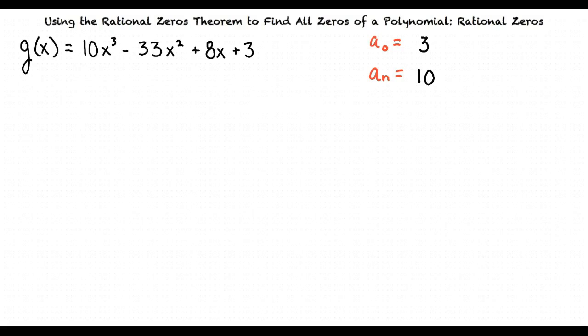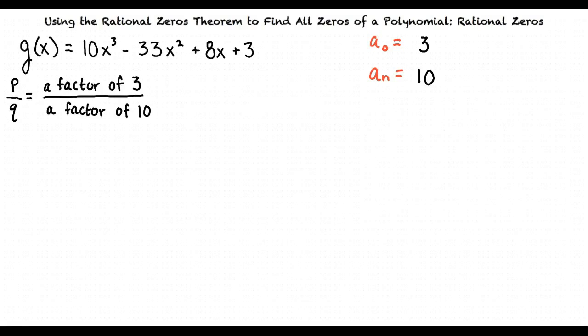Using the rational zeros theorem, we know that the only possibilities for rational zeros of g of x are the numbers of the form p over q, where p is a factor of a sub 0 and q is a factor of a sub n. So any rational zero of g of x must have the following form. p over q equals a factor of 3 over a factor of 10. So we need to find all the factors of 3 and 10, right?